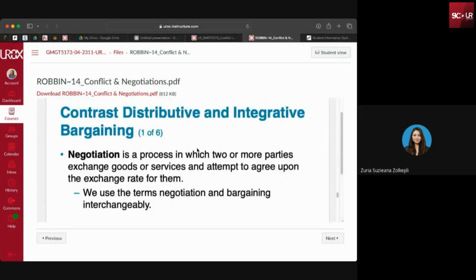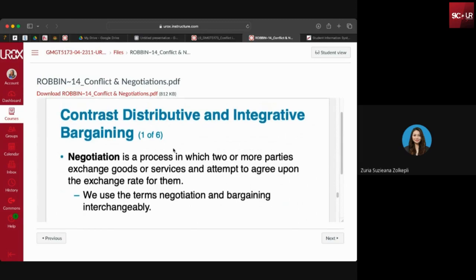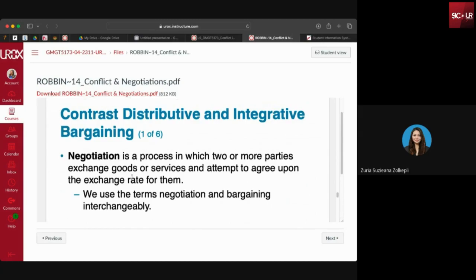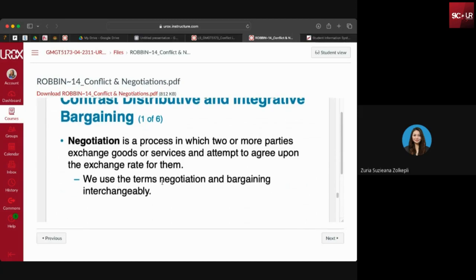Let's take a look at the negotiation. Lepas tu I akan ada a few things that I want you to know as well. Okay, in terms of negotiation, let's say during the conflict, let's take a look at the contrast distributive and integrative bargaining. Negotiation happens when two or more parties exchange goods or service and attempt to agree upon the exchange rate of them. So this one is, let's say, in a sales negotiation, for example. You try to come up with an agreement, and then you have mutual values that you receive. We use the terms negotiation and bargaining interchangeably.